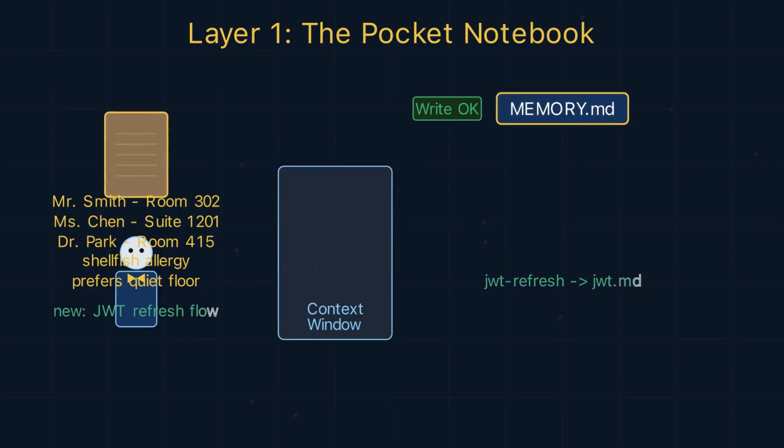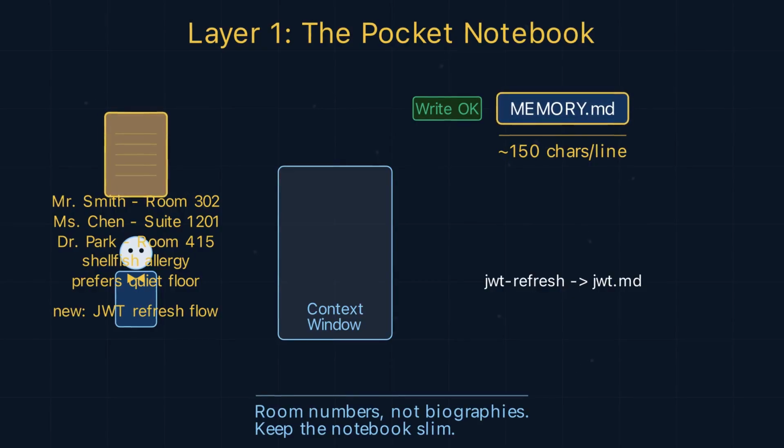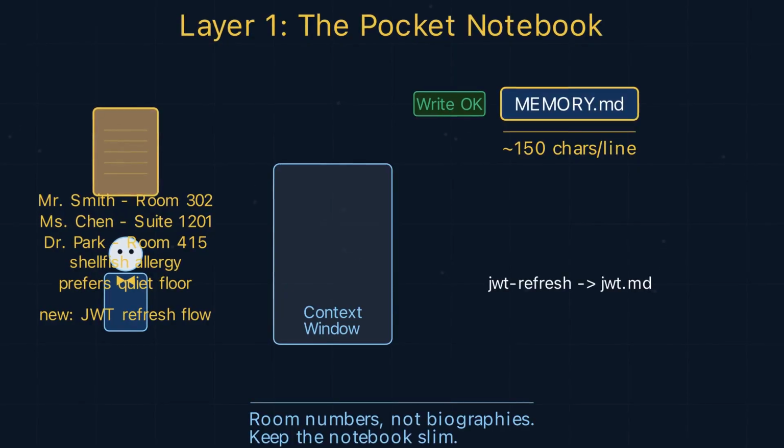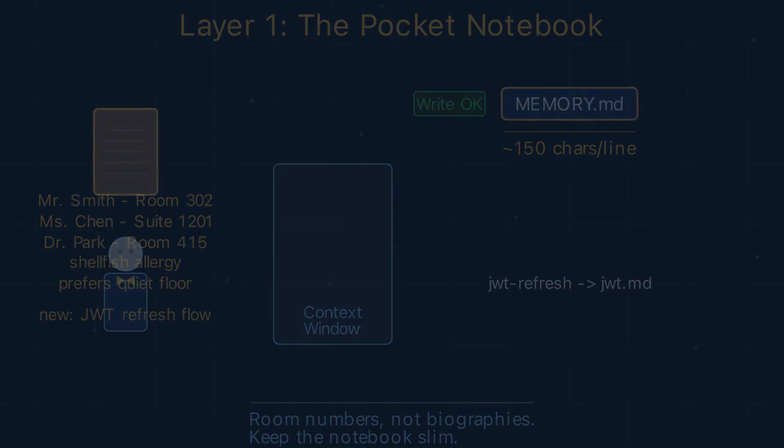This file is special because the agent can write to it. When something important happens, a new decision, a new file created, a key preference learned, the agent updates the notebook. But the notebook has a strict rule: keep it slim. If the pocket notebook becomes a briefcase, you've defeated the purpose. Every entry must earn its place.